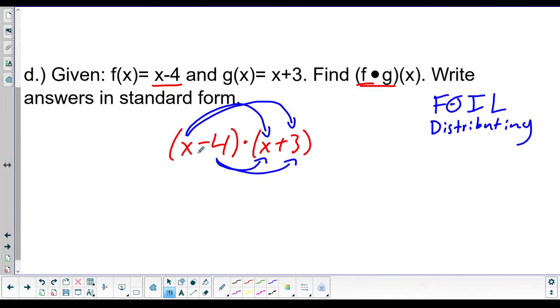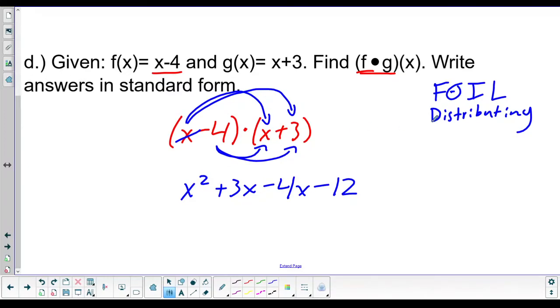So x times x is x squared. X times 3 is positive 3x. So we're done with the x. Sometimes it's helpful to cross it out so you know you're done. Then negative 4 times x is negative 4x. Negative 4 times positive 3 is negative 12. And we're done with our foiling or our distributing, whichever way you prefer to say it.